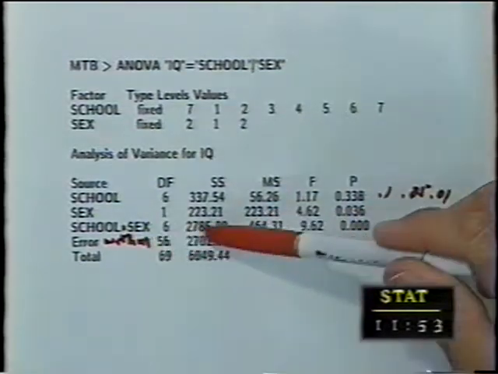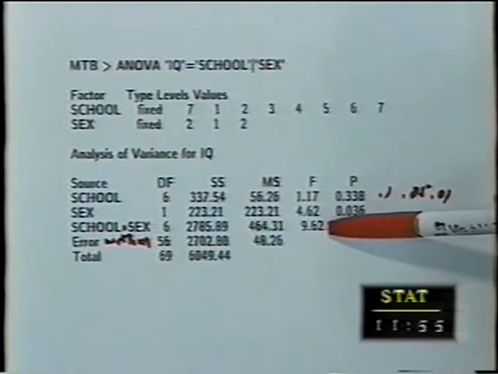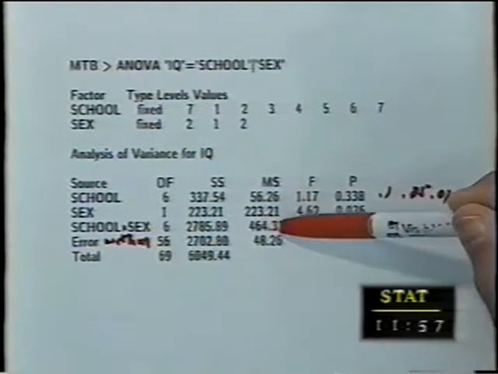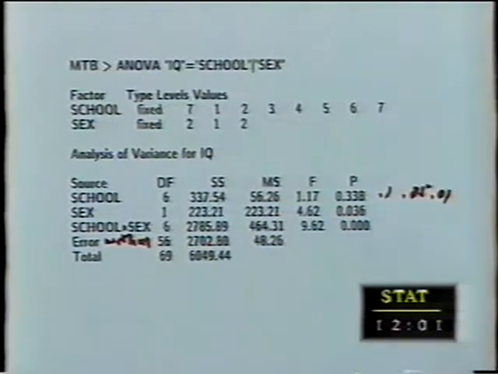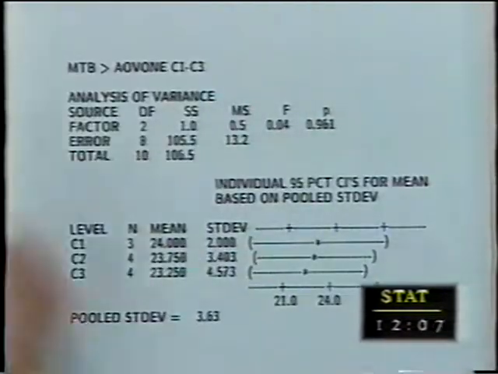How about the interaction? There is 9.6 times as much variability here than the within, and of course we can reject at any level that there's no interaction, meaning we really believe there's an interaction. Okay, that's just a review.